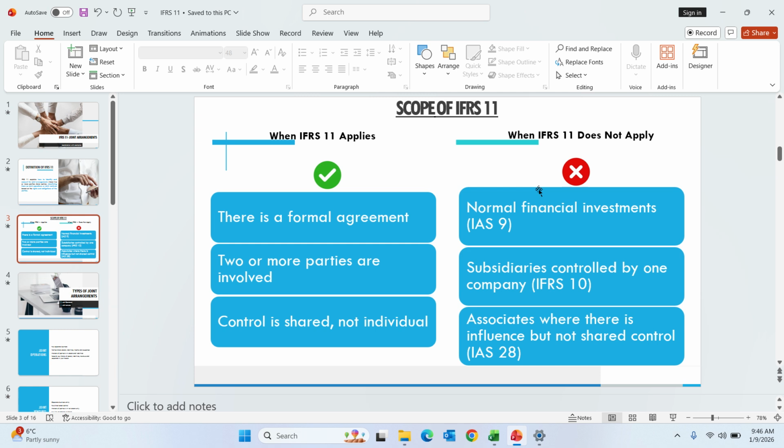On the other hand, IFRS 11 does not apply where joint control is not present, even if you have a significant stake, like in the case of simple investments, subsidiaries which are controlled by one company, or associates where there is significant influence but not shared control. In these cases, other IFRS standards are applied, as mentioned on the slide.